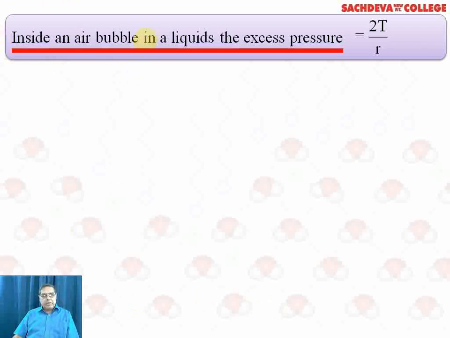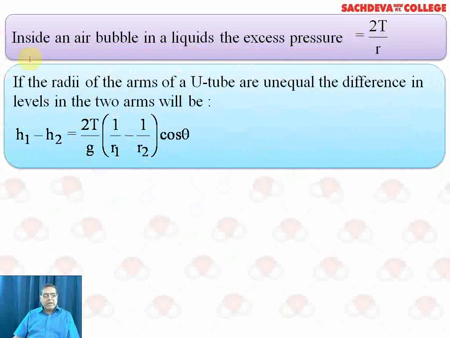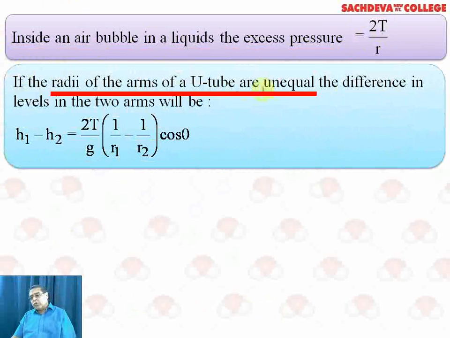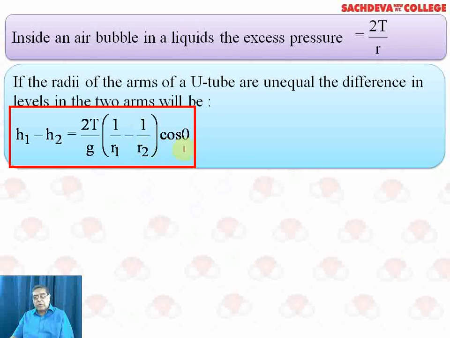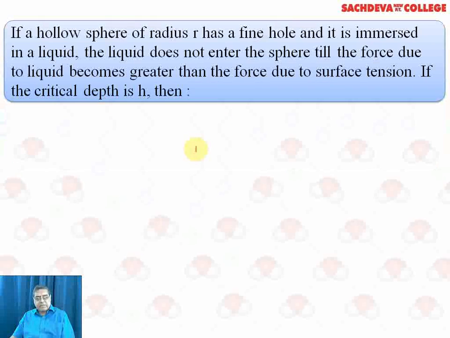Inside an air bubble in a liquid, the excess pressure will be 2T over R. If the radii of the arms of the U tube are unequal, one is longer, the other is smaller, then the difference in the levels in the two arms will be h1 minus h2, and that is equal to 2T over g into (1 over R1 minus 1 over R2) into cos theta, where theta is the angle of contact, T is the surface tension, R1, R2 are the radii of the two limbs of the U tube, and h1, h2 give the difference in the heights.